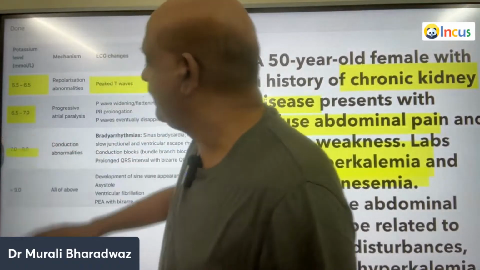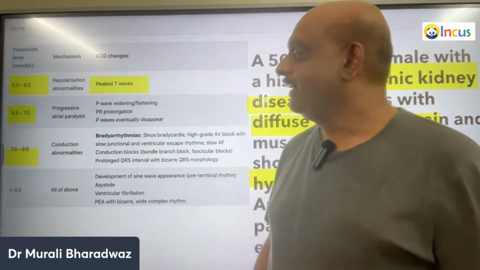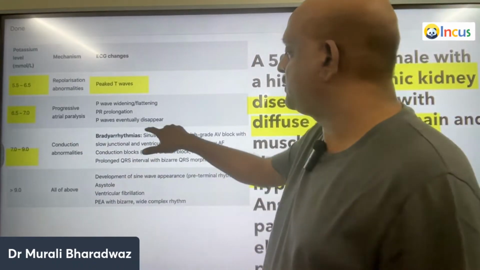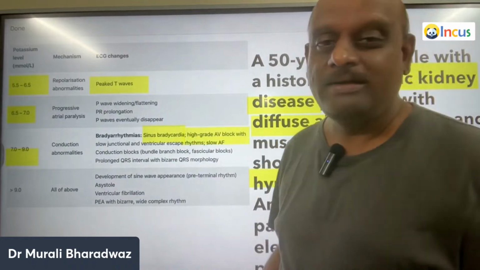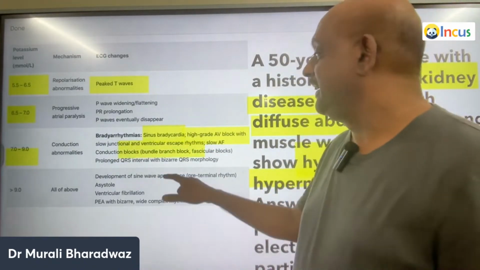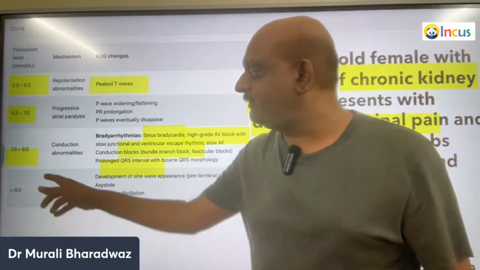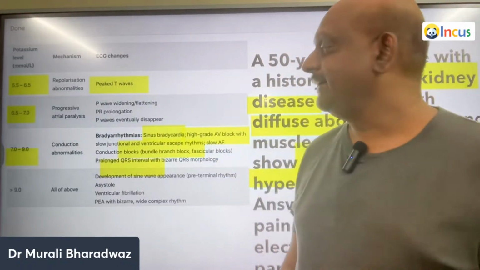Then at 7 to 9, when the potassium levels are between 7 to 9, there will be conduction abnormalities, especially bradyarrhythmia, sinus bradycardia, high-grade AV block with a slow junction and ventricular escape rhythm, and prolonged QRS interval. They're all the features whenever the potassium levels hit 7 to 9.